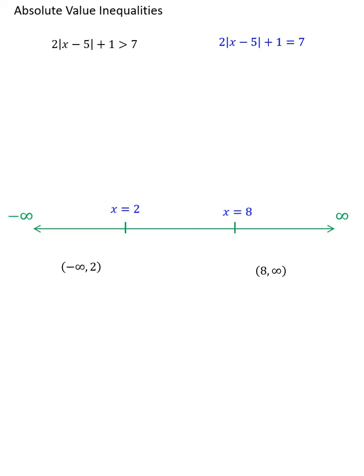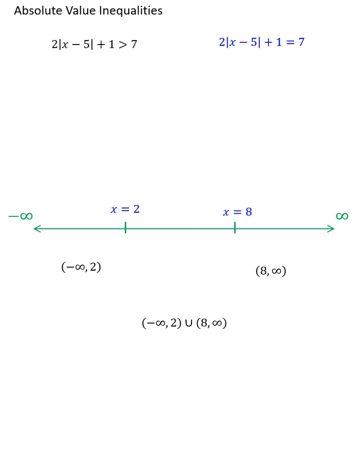So after all this testing of different numbers and endpoints, I've now deduced that all numbers from negative infinity through 2 are solutions, as are all numbers from 8 through infinity. So we write that using the union symbol between the two intervals.